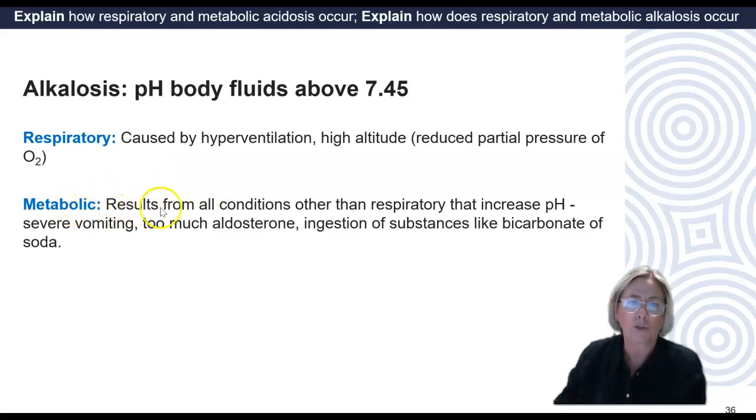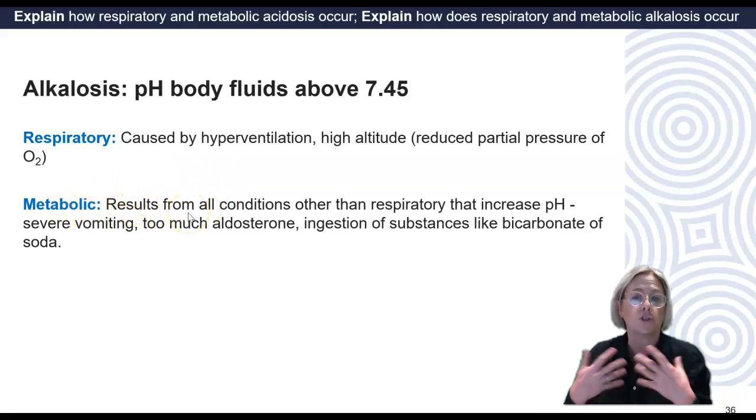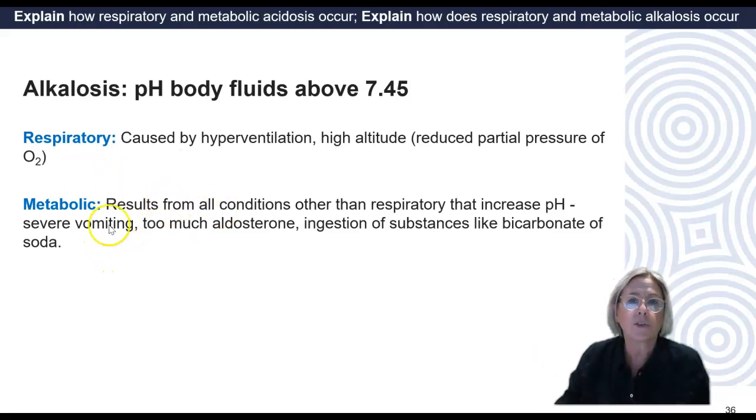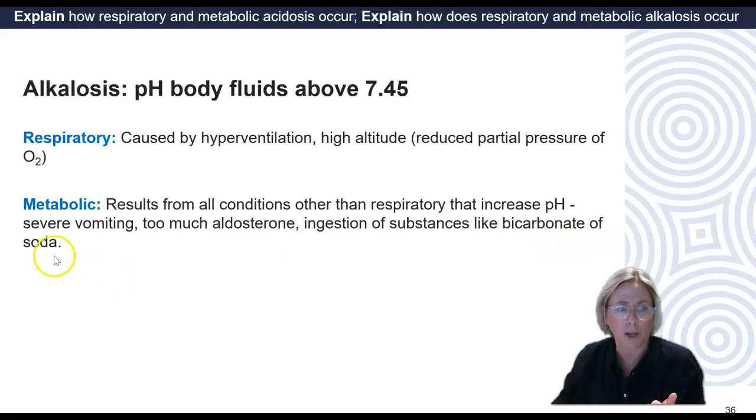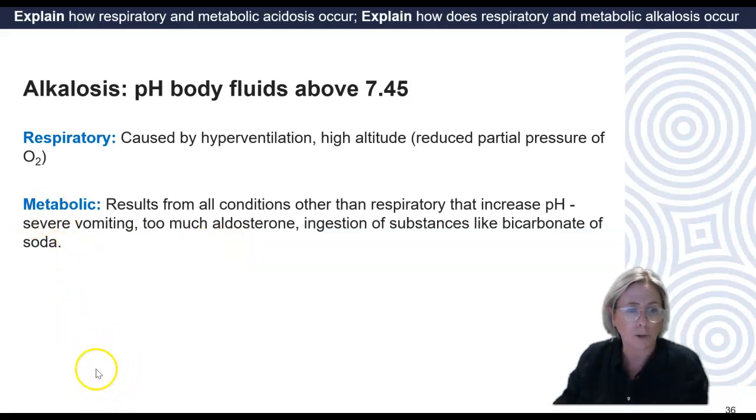Metabolic alkalosis, remember, results from all conditions other than respiratory, but still causing an increase in blood pH. Severe vomiting, so vomiting up excess hydrogen ions, can cause metabolic alkalosis. Too much aldosterone is another one, and ingestion of substances like bicarbonate of soda, right, which is an alkali, and that can cause metabolic alkalosis because it's going to increase the blood pH.